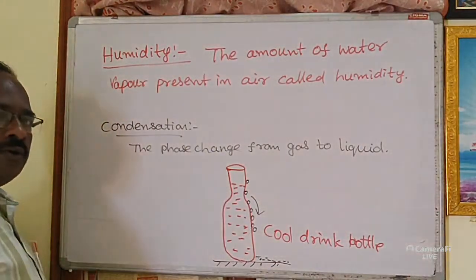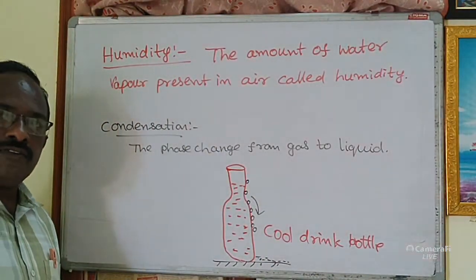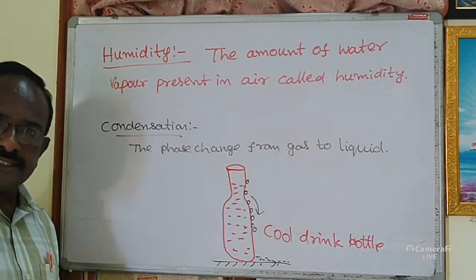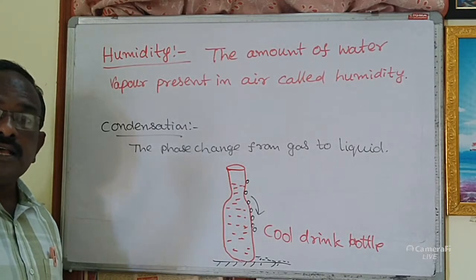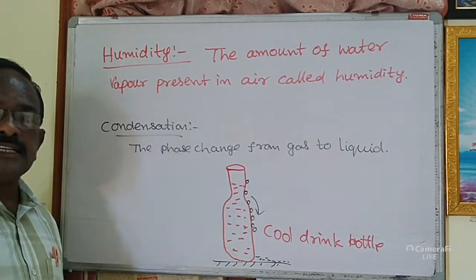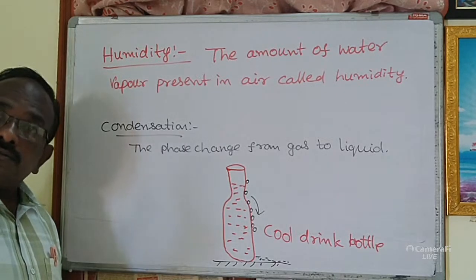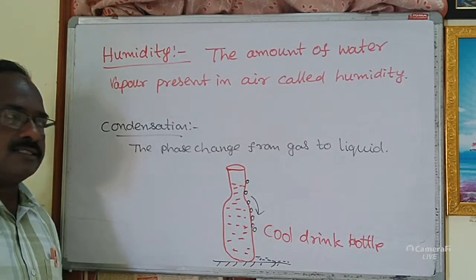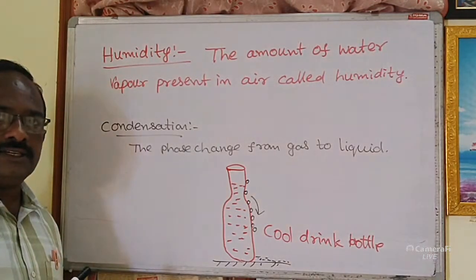Why are water droplets formed on the outer surface of the cool drink bottle? Due to condensation. Water droplets are formed on the surface of the water bottle due to condensation. Condensation means the passing of gas into the liquid phase. That is called condensation.